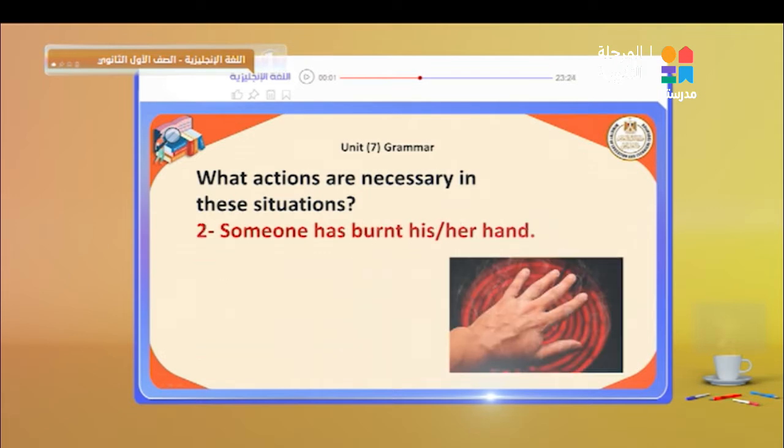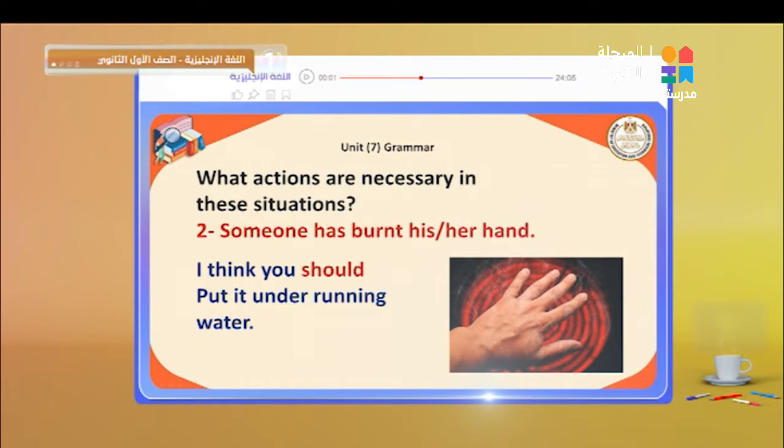Look at the other sentence. Someone has burned his or her hand. What can you say here? What advice can you give? I think you should put it under running water. When someone burns his hand, you put it under running water. Okay, so I think you should put it under running water. Here again we use should for giving advice.